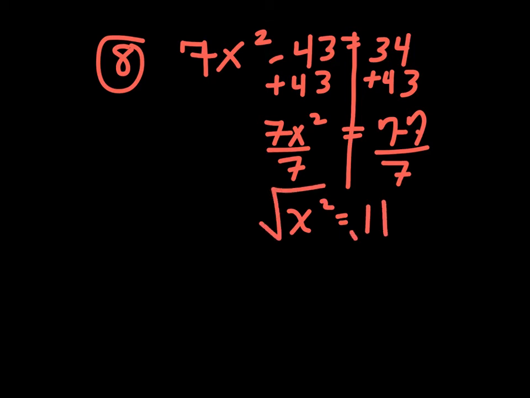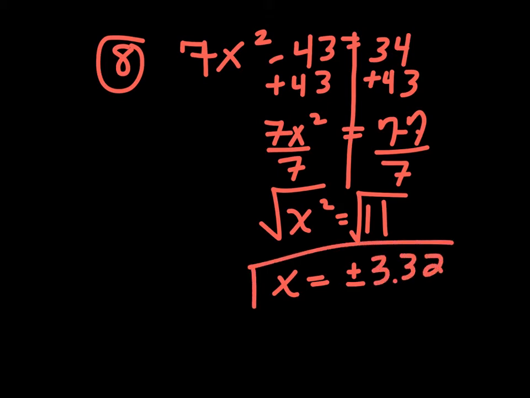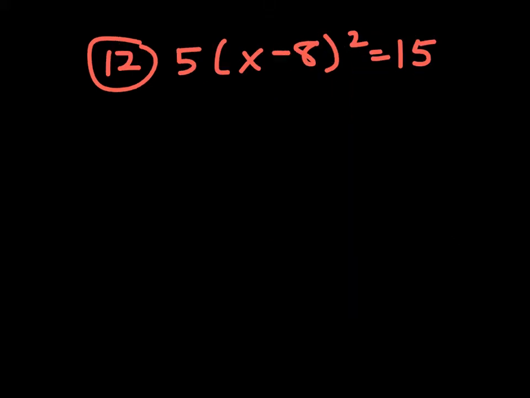And when I take the square root of both sides, I find that I don't know the square root of 11, so I'm going to put that in my calculator. And when I take the square root of 11, I'm going to round to the nearest hundredth and get plus or minus, because anytime I take a square root, I've got to have the plus or minus, 3.32. So x is either positive 3.32 or negative 3.32.